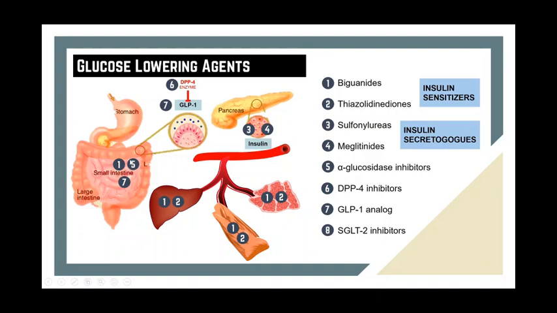DPP-4 inhibitors inhibit the DPP-4 enzyme that degrades the GLP-1 hormone. And the latest class of glucose-lowering agent that was recently approved by FDA is SGLT2 inhibitors. Let's start with biguanides.